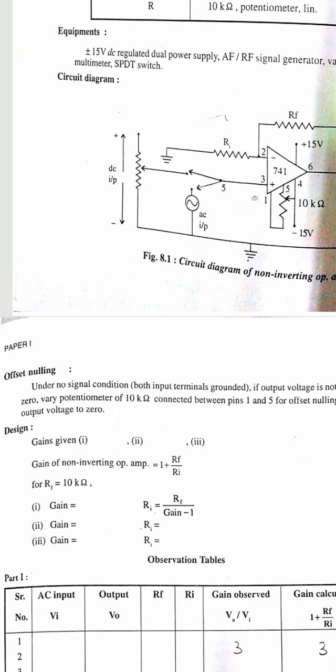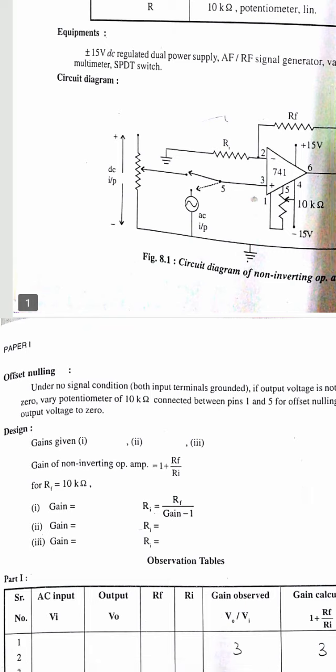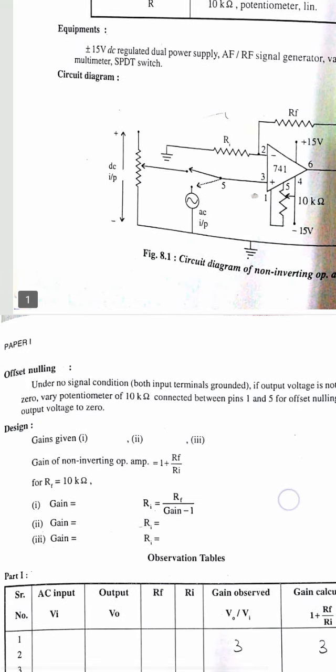Offset nulling. Actually, what is offset nulling? Offset nulling: under no signal condition, both input terminals are grounded, and if the output voltage is not equal to 0, vary the potentiometer of 10 kilo ohm connected between pin number 1 and pin number 5 for offset nulling adjustment, to bring the output voltage to 0.